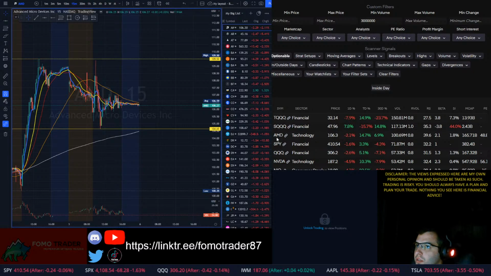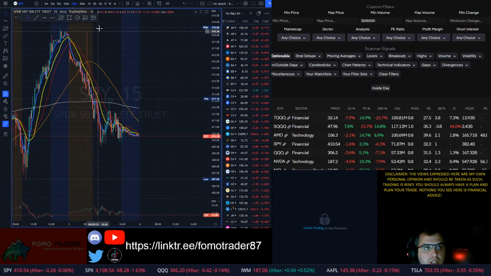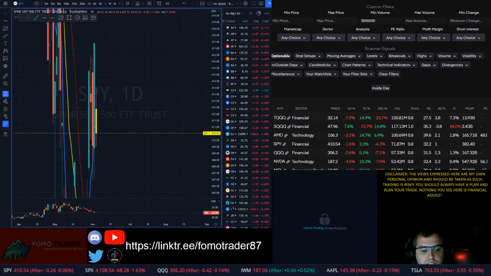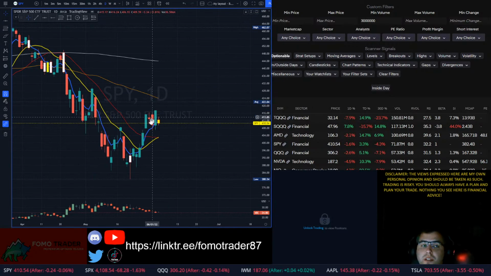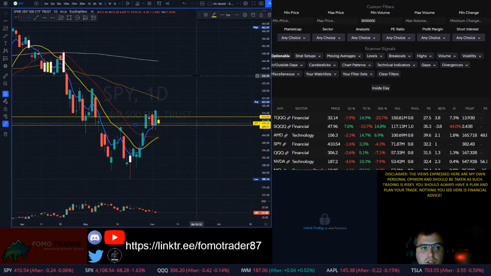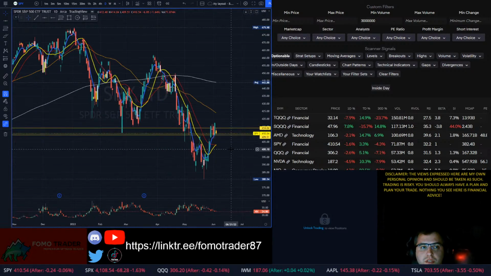Okay, so the next ticker we have on our list over here would be SPY. SPY also has an inside bar. So if we come over here and we look at the daily time frame, we can see the inside bar is represented by this yellow candle here. What we would want to do is mark the high of the inside bar, and then mark the low. So those would be our two breakout levels. So for SPY, we'd be looking above 414.04 or below 410.54.